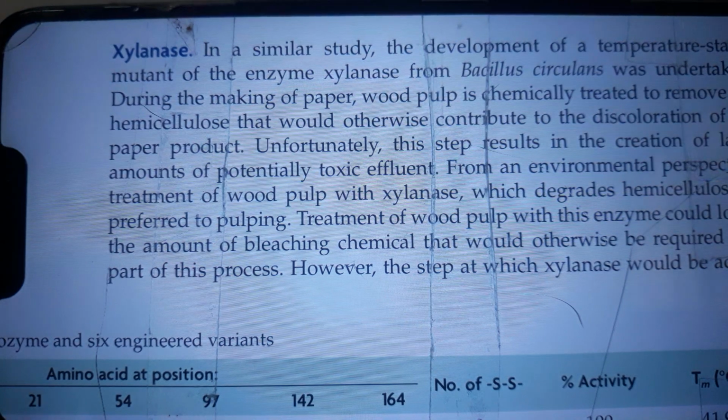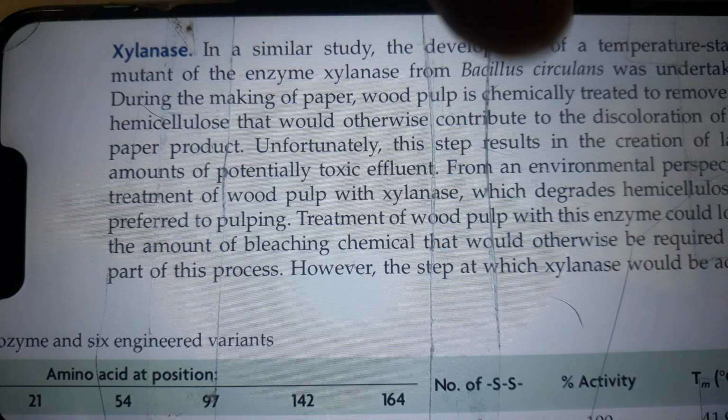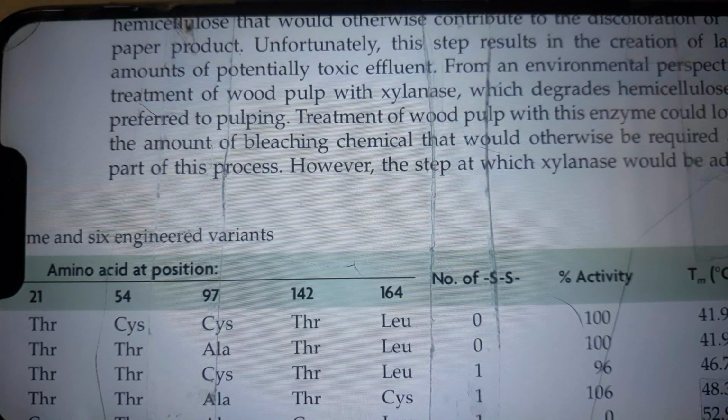Xylanase. So next, in a similar study, the development of a temperature-stable mutant of the enzyme xylanase from Bacillus circulans was undertaken. During the making of paper, wood pulp is chemically treated to remove the hemicellulose that would otherwise contribute to the discoloration of the paper product. Unfortunately, this step results in the creation of large amounts of potentially toxic effluent. From an environmental perspective, treatment of wood pulp with xylanase, which degrades hemicellulose, is preferred to chemical bleaching. Treatment of wood pulp with this enzyme could lower the amount of bleaching chemicals that would otherwise be required as a part of this process.